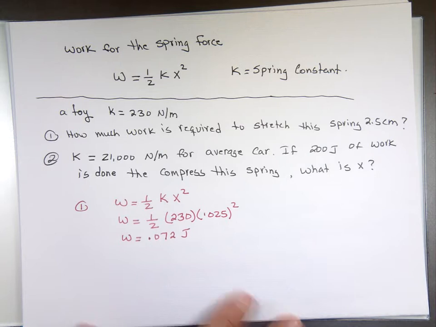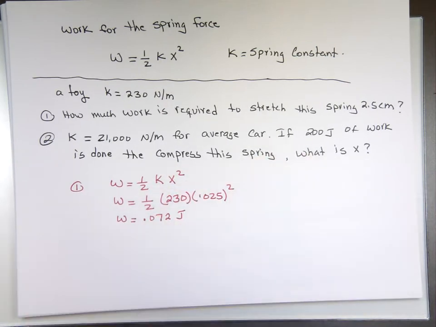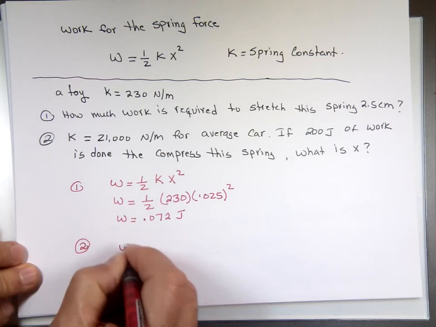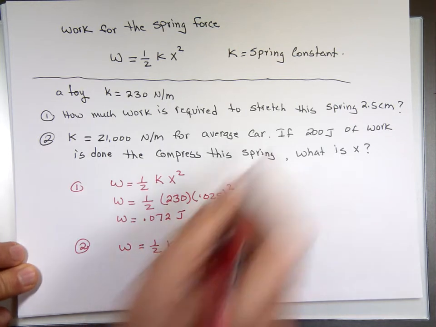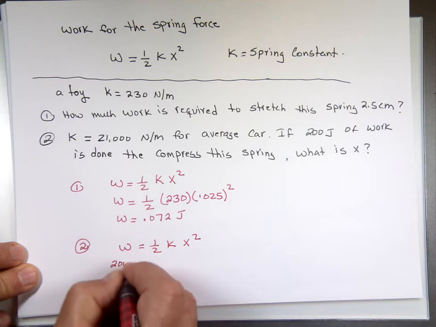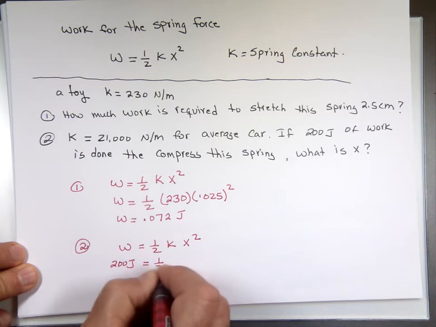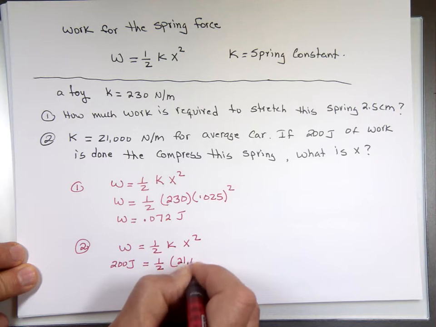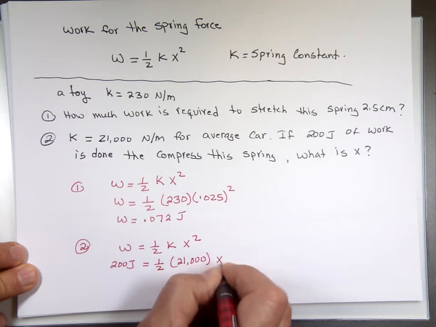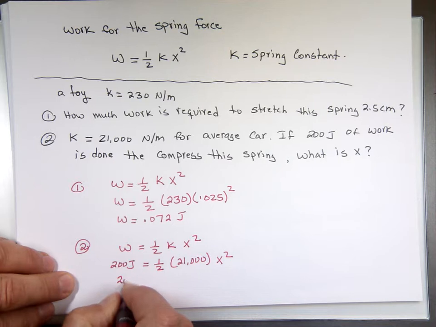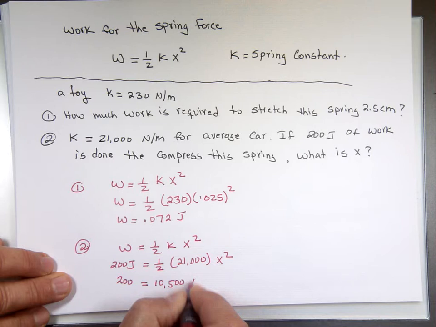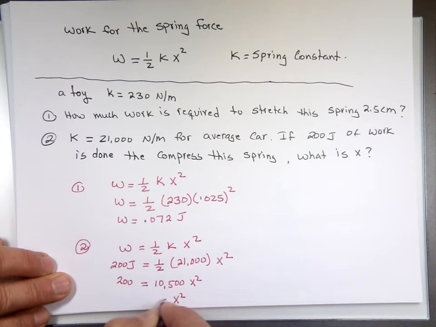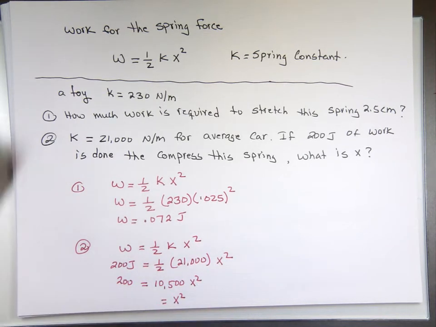Now let's look at your car. You're applying 200 joules of work. Again, work equals 1/2 kx squared. The amount of work here is 200 joules. So 200 equals 1/2 times 21,000 times x squared, which is 10,500 x squared. We won't even notice it in the car with 200 joules.